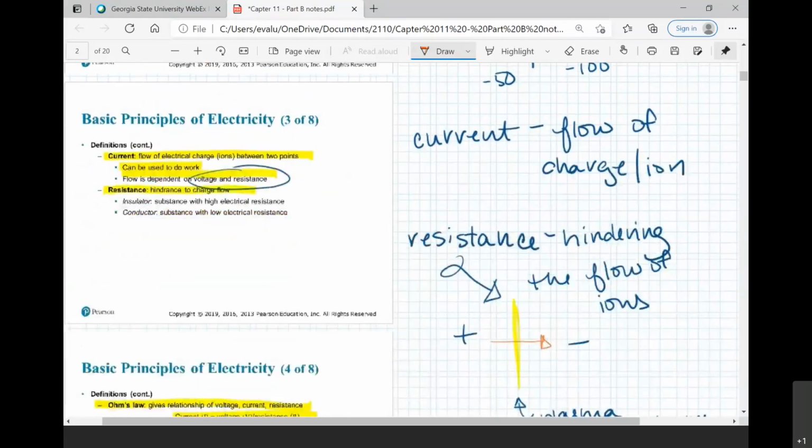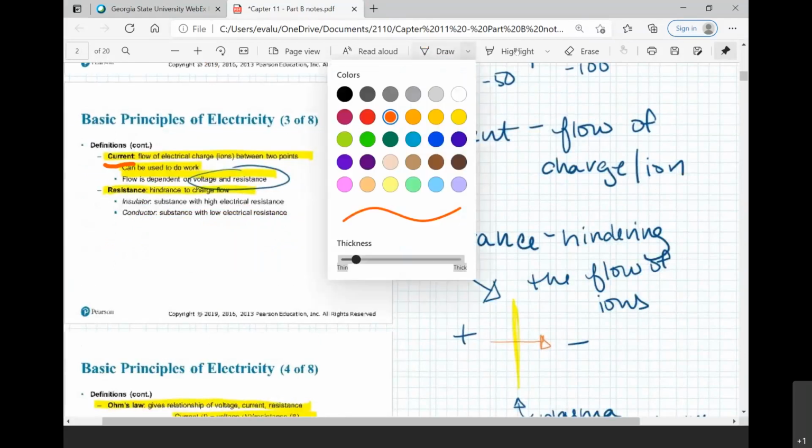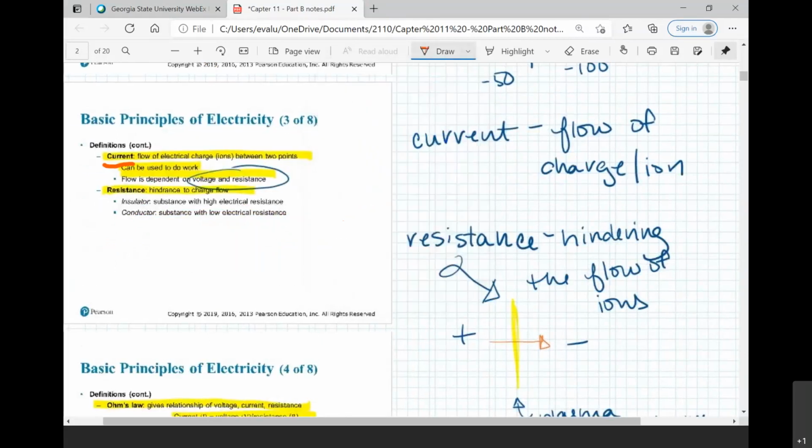Another definition is going to be current. Current is the flow of ions from one place to another. So it's going to be the movement of these ions that is giving us this charge. And this is what gives us work, or the ability to do work. And flow, or the current, or the movement, is going to be due to both voltage, the separation, and the resistance. And resistance is what is in the way of the movement. Resistance is the hindrance to the charge, what is blocking the movement of the ion.